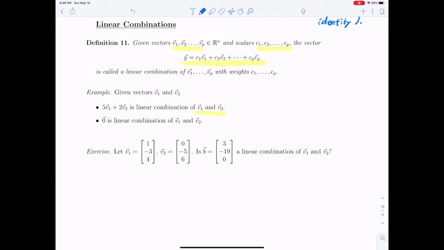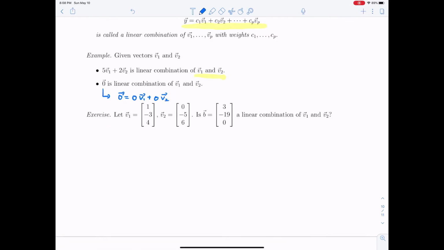And 0 is also a linear combination, even though there is no v1 and v2, because we can simply choose c1 equals 0 and c2 equals 0. And this gives you 0 in terms of v1 and v2. Okay, so let's look at this exercise.